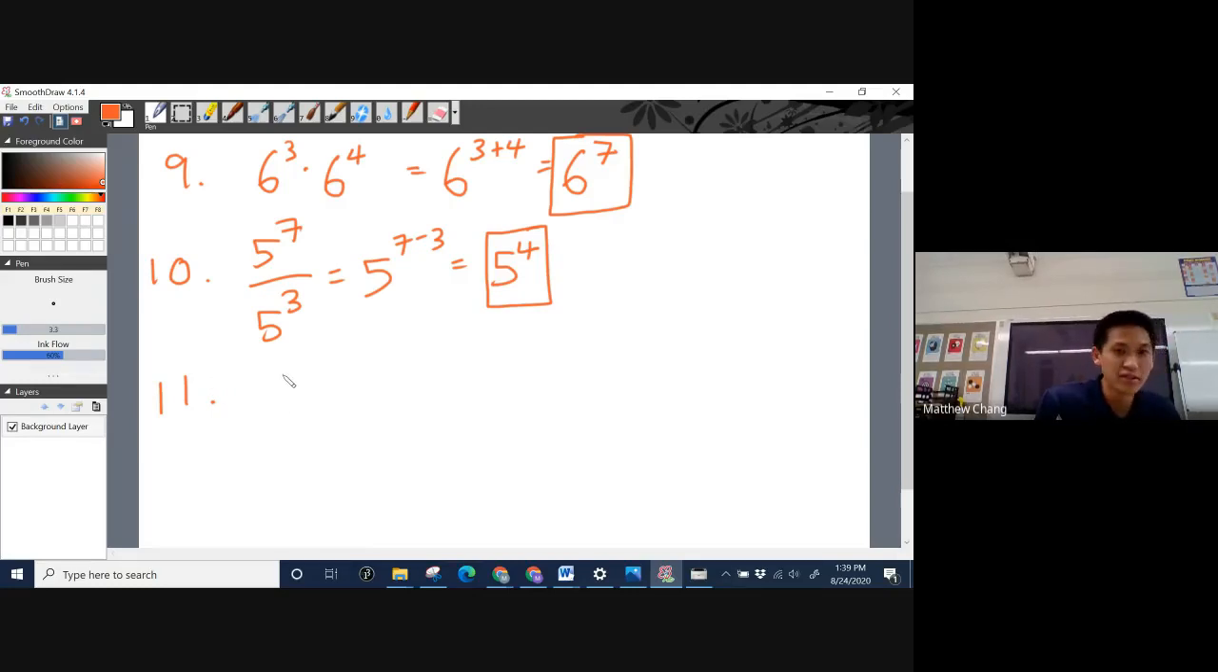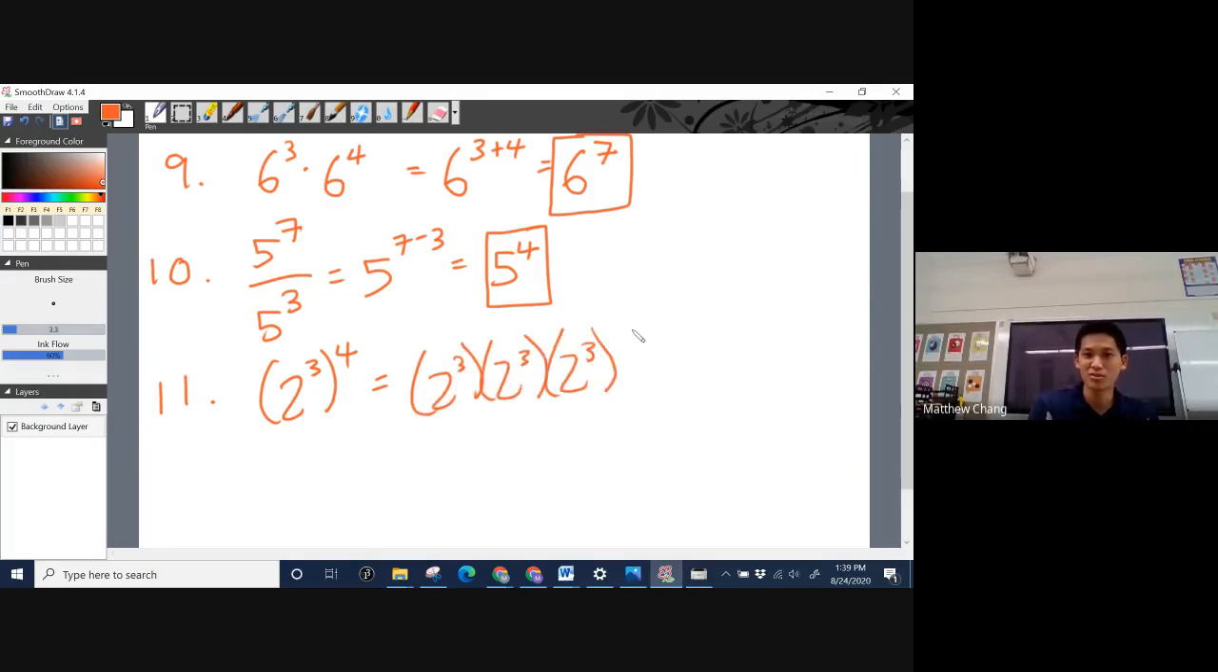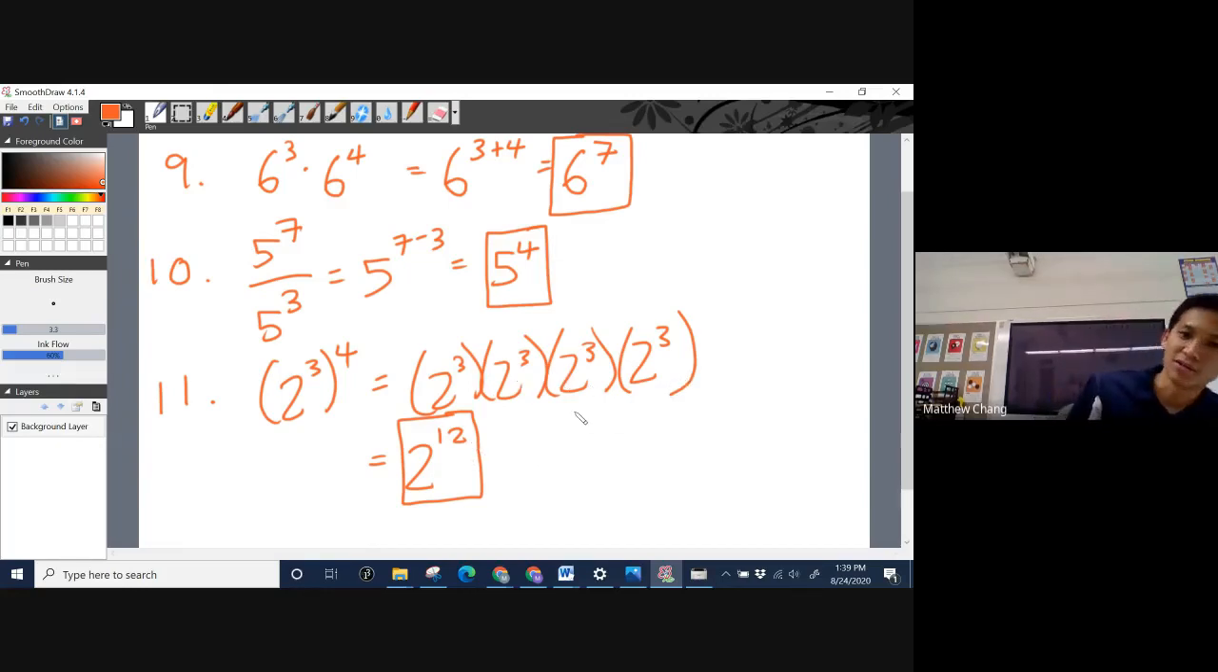Right, 11. So 2 cubed raised to the 4th power. Okay, so again, think of it this way. It's the same thing as 2 cubed times 2 cubed times 2 cubed times 2 cubed. Or in other words, 8 times 8 times 8 times 8. And then this would simplify. If you just multiply the exponents together, this is 2 raised to the 12th power. So go ahead and do that. You can also try 8 times 8 times 8 times 8, and I believe it should be the same thing as this.